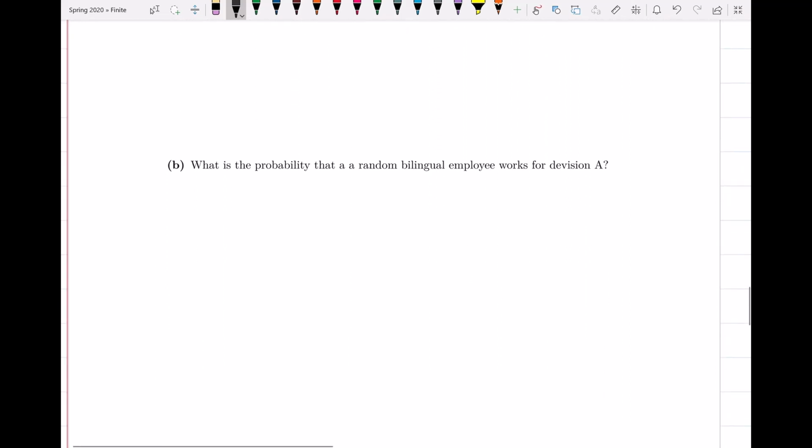Now, what is the probability that a random bilingual employee works for division A? Well, let's say L is the event that the person is bilingual, and A equals works for division A.